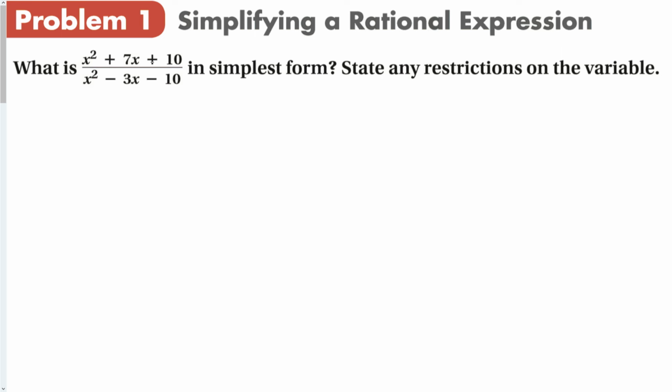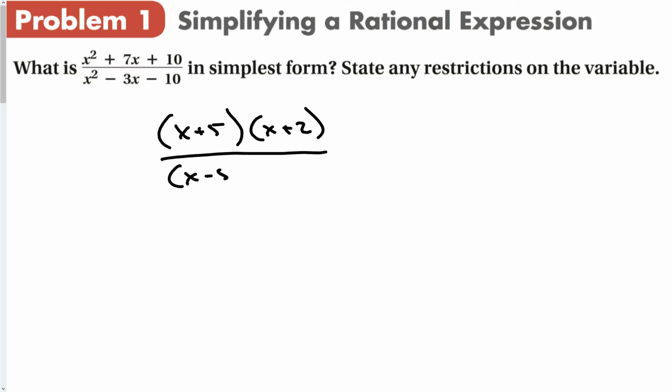So we factor the top. Factors of 10 that add to 7 are x plus 5, x plus 2, over factors of 10 that subtract to 3, x minus 5, x plus 2. Now we see that we do have a common factor. They cancel out, and my expression is x plus 5 over x minus 5. Again, these do not cancel. They're not exactly the same.